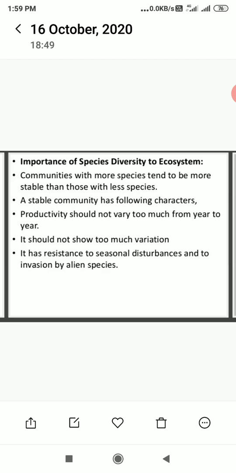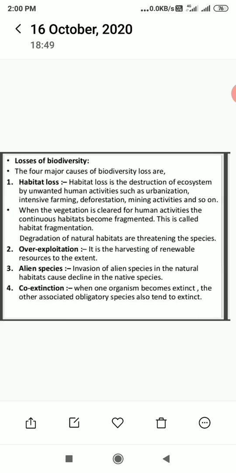It has resistance to seasonal disturbance, which means no adverse effect of seasonal disturbance should be there on the community. And resistance to invasion by alien species. Alien species are species which come from another habitat and produce adverse effects on our indigenous species.